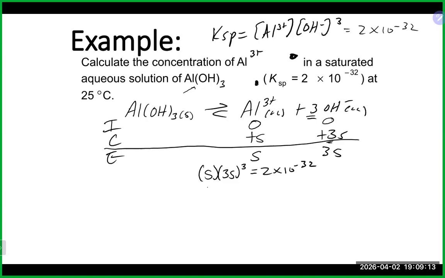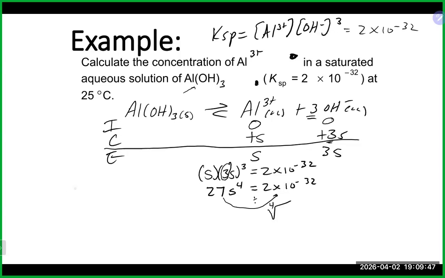That is going to get us 27S to the fourth is equal to 2 times 10 to the minus 32. I will be honest with you, most people forget to actually cube the number that's in there as well. They just do the letter, so don't forget to actually do the number as well. I'm going to divide by 27, and then take the fourth root of it. So I take 2 times 10 to the minus 32 divided by 27.